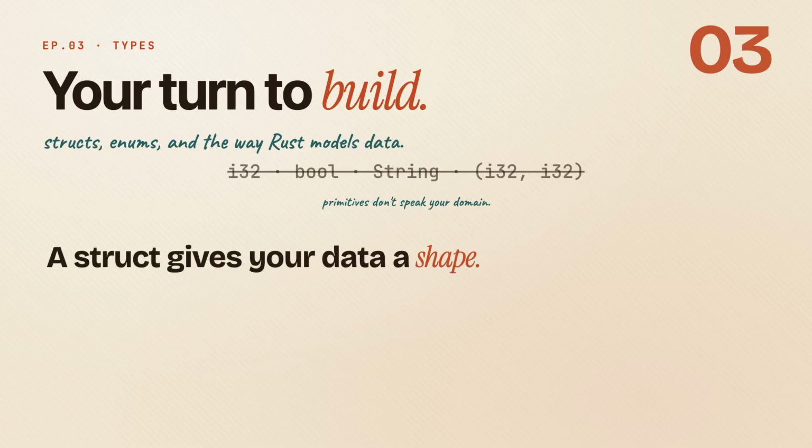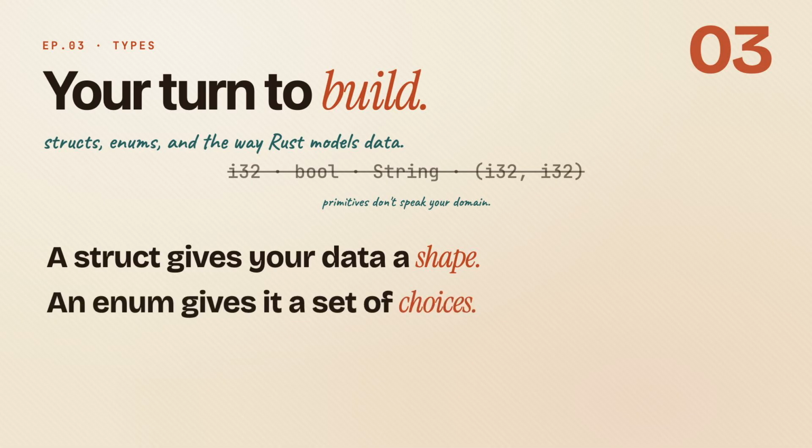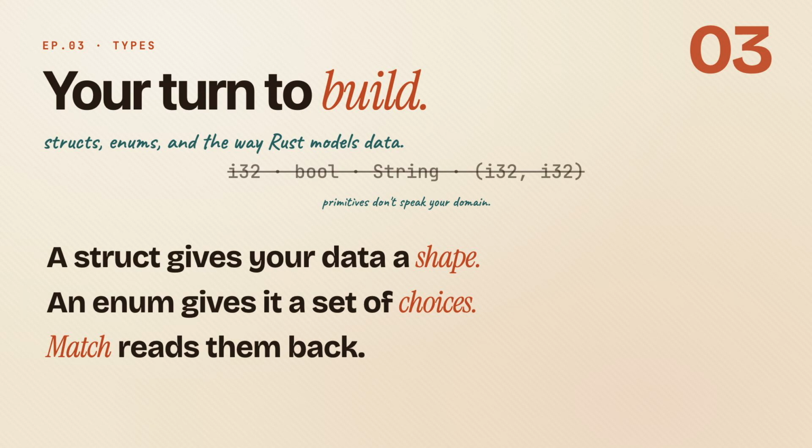A struct gives your data a shape with named fields that you can choose, and an enum gives it a set of choices, one of which holds at any time. And pattern matching is how you read them back safely at compile time. Let's dive more into that. So let's go.